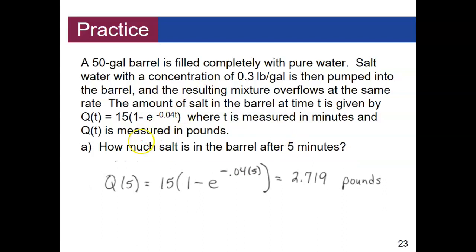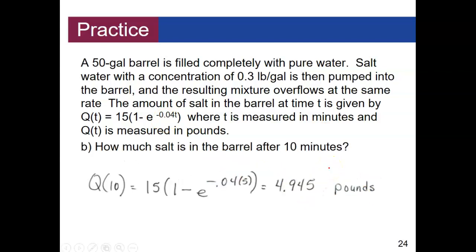Okay, on the first part, how much salt is in the barrel after 5 minutes, we notice that it is measured in minutes, so we're just going to plug 5 directly into this equation that we have. And when we plug it in, we get 2.719 pounds for our answer there. How much is in the barrel after 10 minutes? That's just plugging 10 into that equation, and you get 4.945.